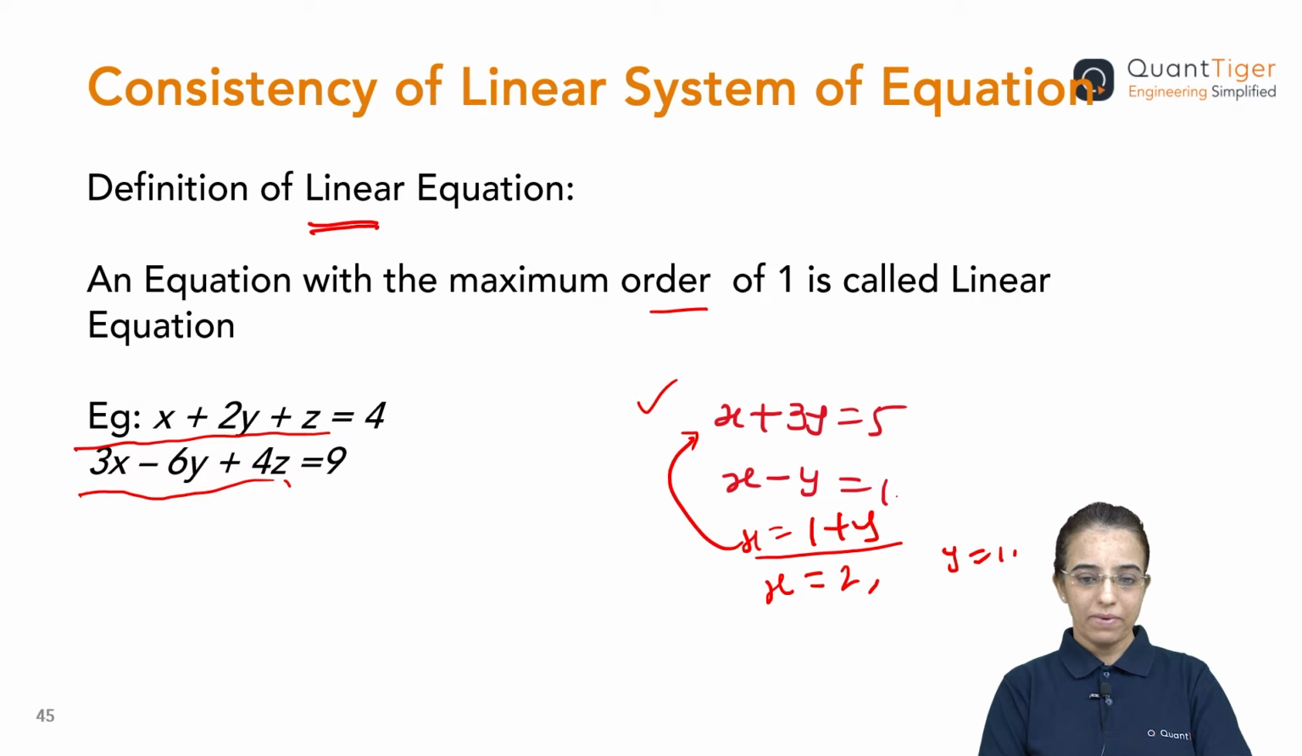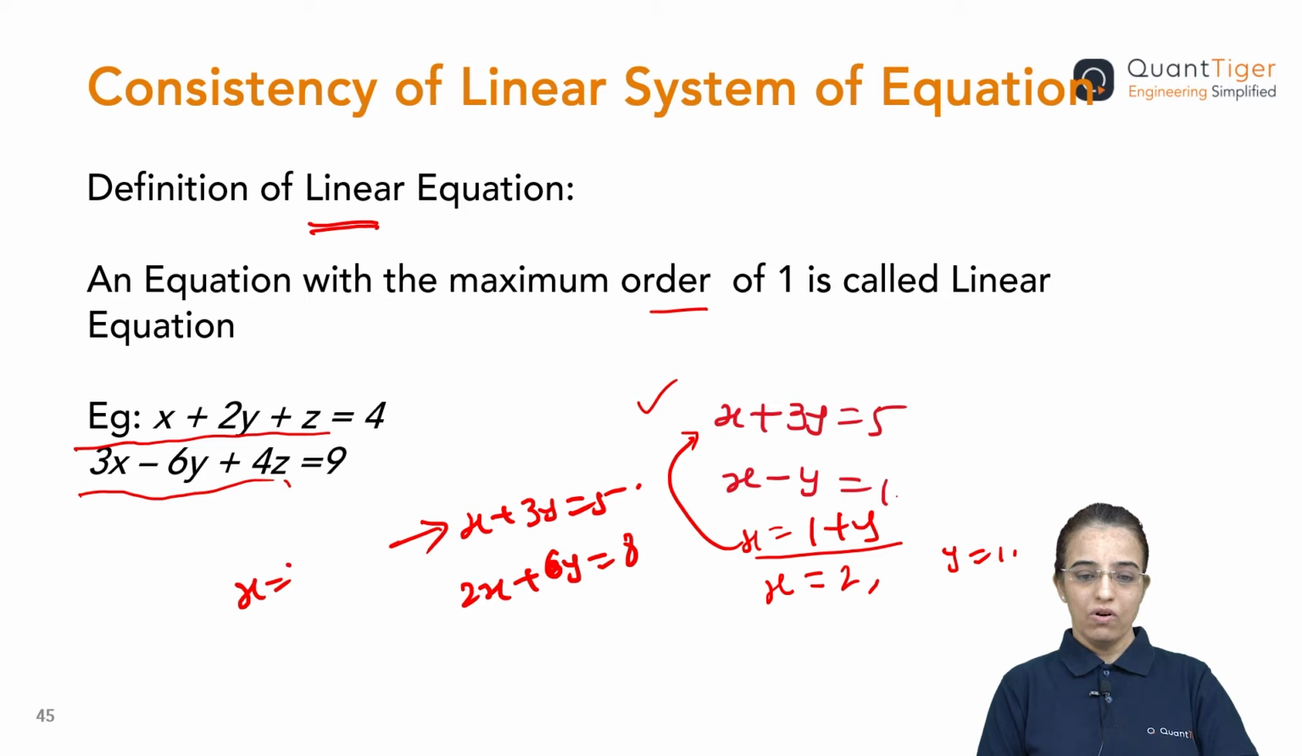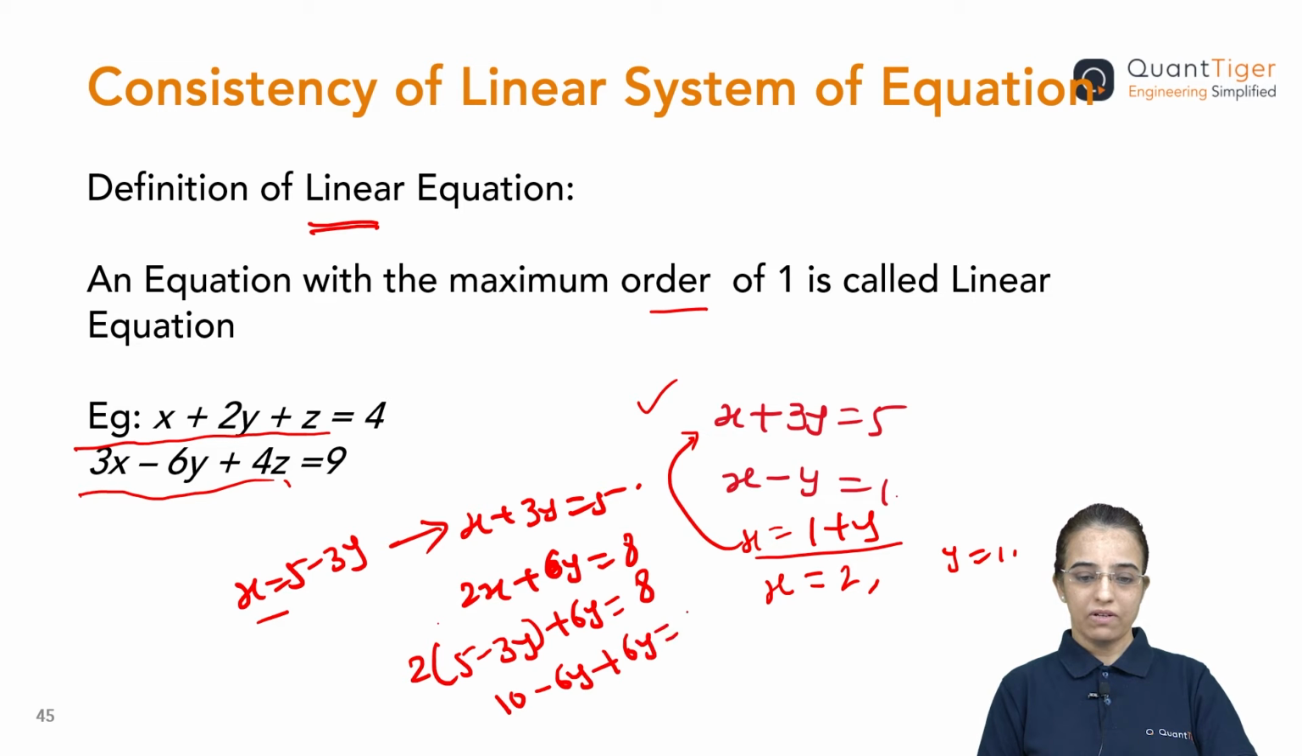But sometimes we come across equations where we cannot find the values. Like for example, if I take x plus 3y is equal to 5 and 2x plus 6y is equal to 8. If you try to solve these equations, like for example here, if I rearrange this equation, what I will get is x is equal to 5 minus 3y. I will use the same value of x in this equation. So wherever there is x, I will substitute 5 minus 3y. So let's see what we get here. 10 minus 6y plus 6y is equal to 8.